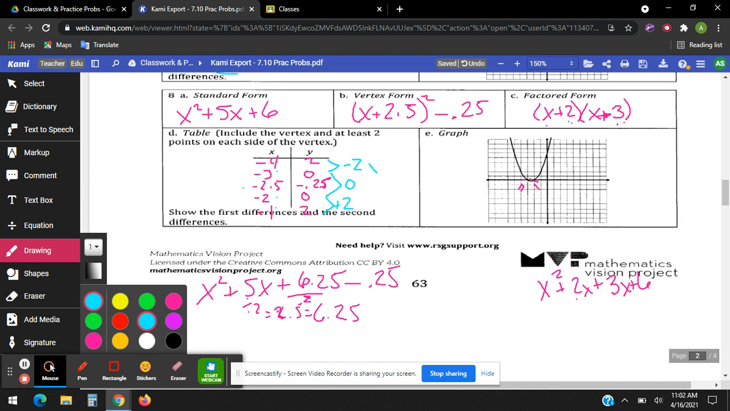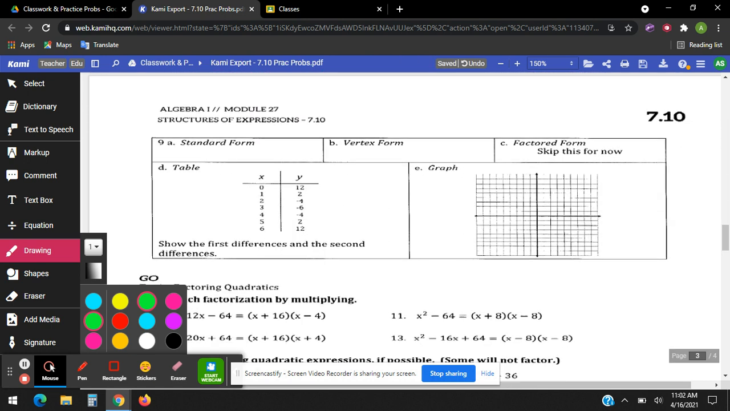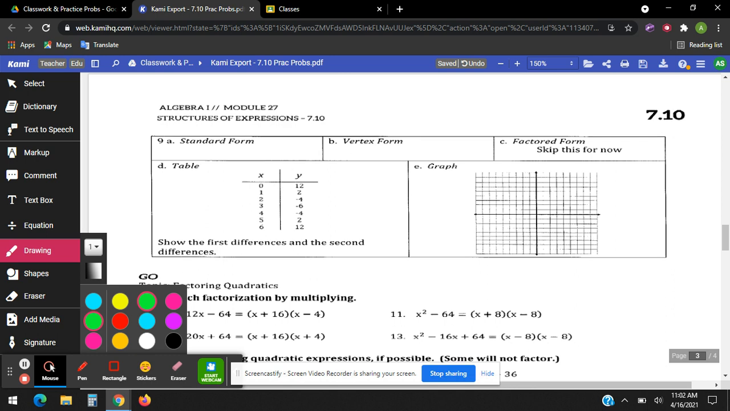So from here, my second difference is -2 to 0 is a +2. 0 to 2 is a +2. So I still have my first and second difference. We just ignore this guy when it comes to this. All right. I think this is our last one for these guys.